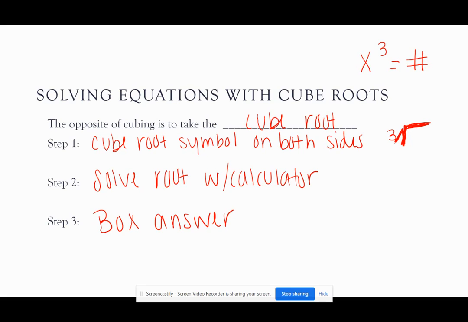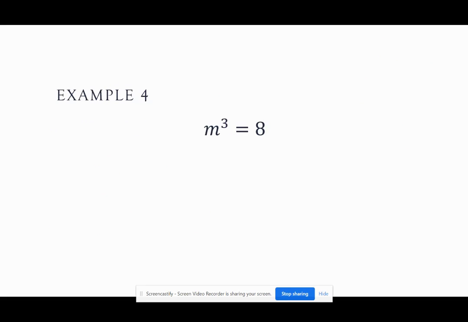So here we go. Let's do examples. Example 4, we have m cubed equals 8. I know it's a cube root because it has this little 3. So I'm going to put the cube root symbol on the left-hand side and the cube root symbol on the right-hand side. When you take the cube root of something that is cubed, the m just gets released, so the m gets to be all by itself. And then we have the cube root of 8.